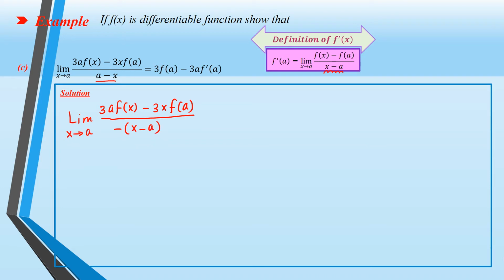Next, we have a negative sign here, so you can give it to the numerator, and it will be the limit of 3x f of a minus 3a f of x, divided by x minus a, when x goes to a.